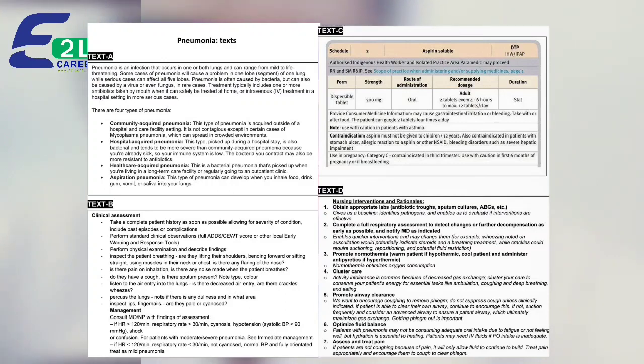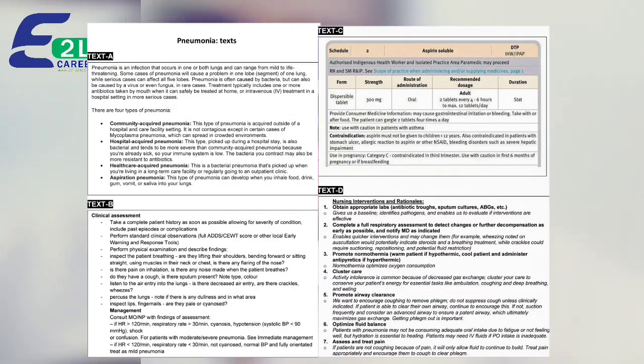Obtain appropriate labs, antibiotic tests, sputum culture. This is something they are telling us about labs and investigations. The second point is about completing a full respiratory assessment and detecting changes or decompensation as early as possible and notifying the MD as indicated. Here they are also talking about auscultation, steroids, breathing treatment, crackles, and suctioning. They are talking about procedures, what they need to do with suctioning.